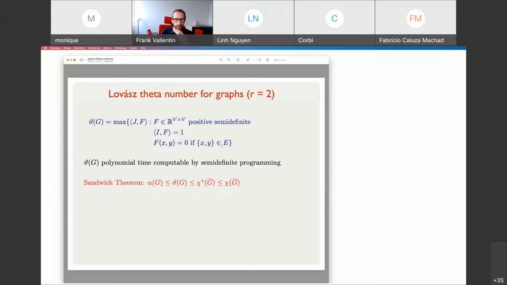And this theta number of Lovász is useful to bound alpha and chi, or in some situations even to find the exact values of alpha and chi. Yesterday David was also discussing this in the context of sphere packings.